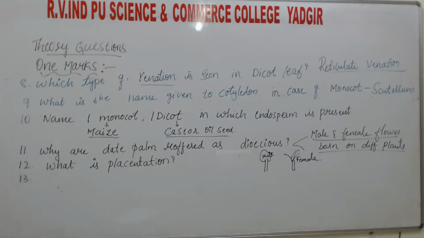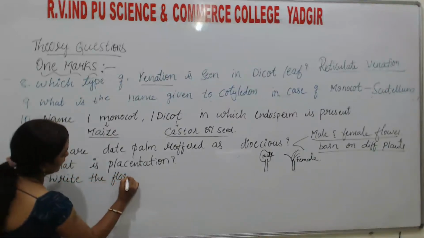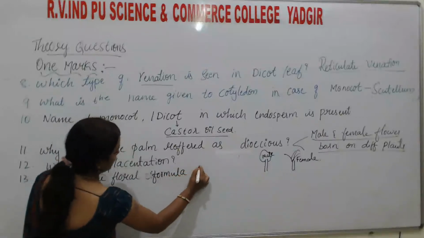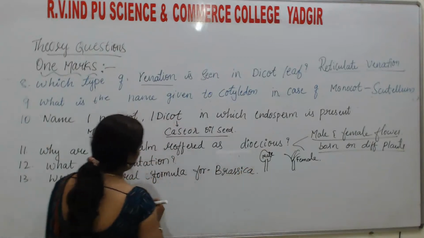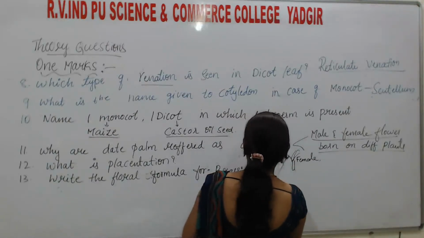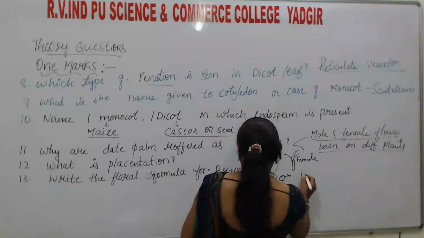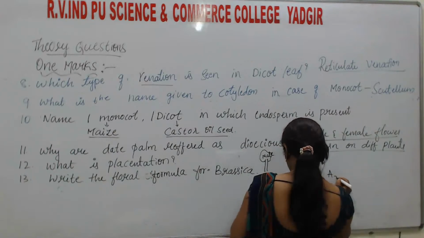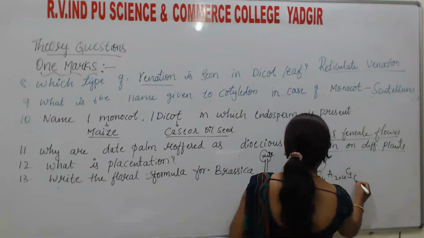Write the floral formula of Brassica. So for this floral formula, the answer: actinomorphic, bisexual, calyx 2 plus 2, corolla 4, androecium 2 plus 4, gynoecium superior 2.